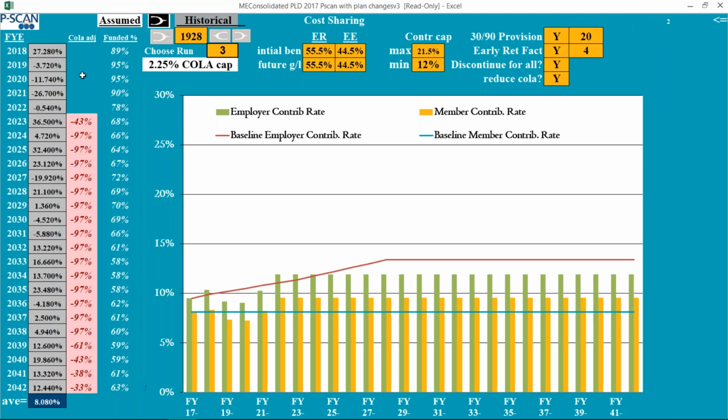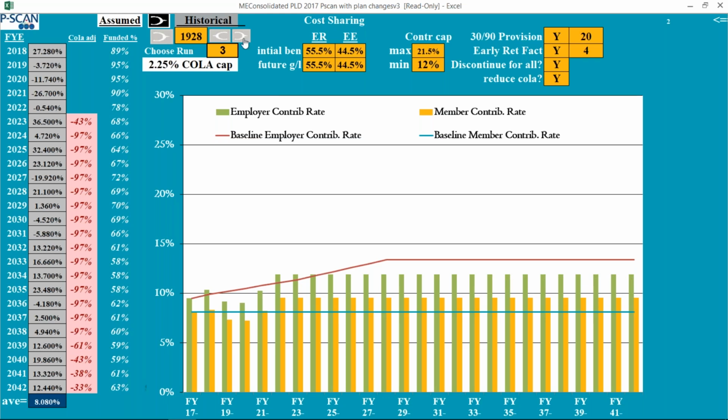which brings in some of the really bad Great Depression years. And what we did, we literally went through all periods of history to see how the plan does. So I told you to focus on the green bars, that those are the employer contributions, and the red line is what was expected. You can see, and this is the COLA, these red areas, the COLA that's being reduced for that year. But there's the funded ratio of the plan.